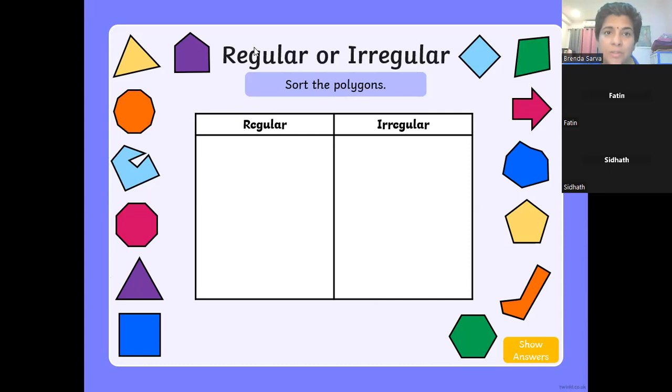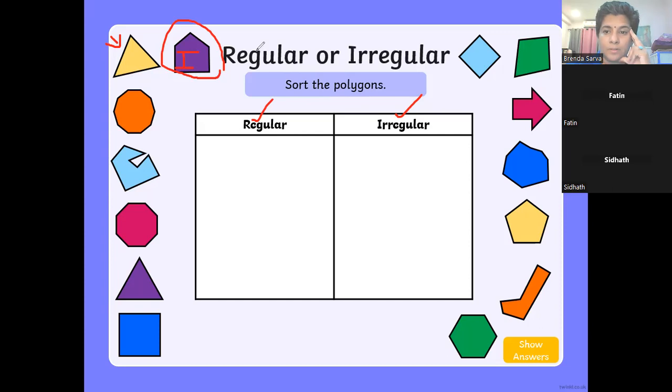So Fatin, I'm going with the first shape here. Is it a regular polygon according to your guess, or is it irregular? Irregular. You think it's a regular one? Okay, fine. How about this? Irregular. Okay, irregular. So this is irregular. I'll put it I. Okay, see that? This triangle. Regular or irregular? You can type out your answers in chat or just say it out.